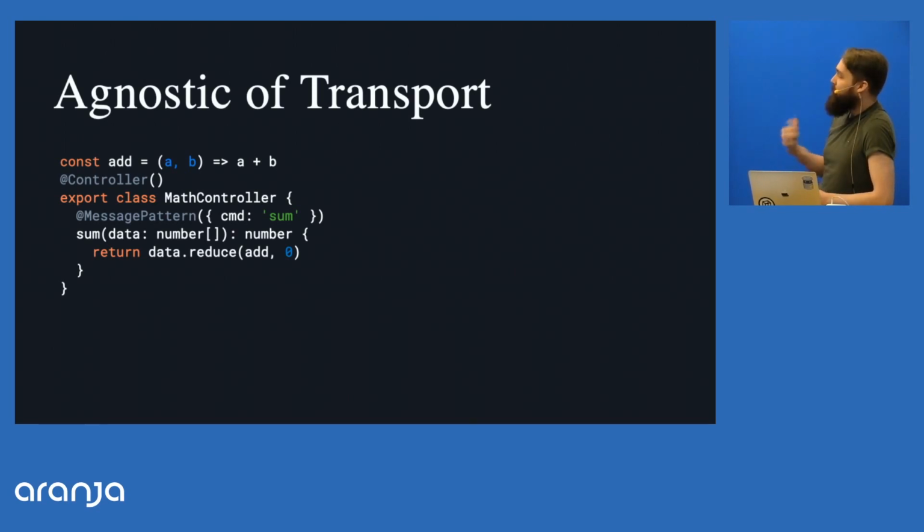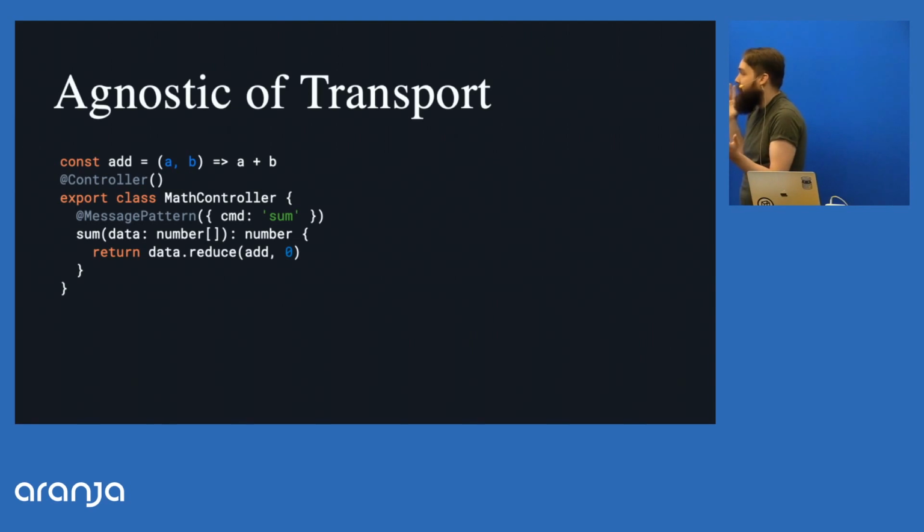This is what it would look like to write a microservice in Nest. We have this add method on top, it's just adding two numbers, and we have this sum method here that reduces an array of numbers into a single number. We're just adding all the numbers together. And then we have this MessagePattern decorator that says command sum, and this is us saying to Nest, okay, when I receive an event over this stream that matches this pattern, respond with this method.